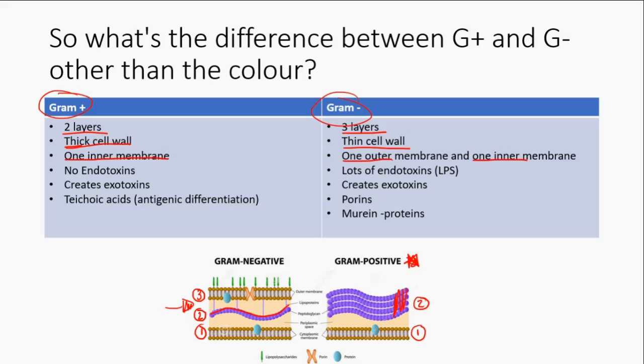Now, these are extra features here, okay? A gram-positive will not create endotoxins. So endotoxins are essentially, let's call them weapons that the bacteria have to harm us, to harm the host. So gram-positives don't have endotoxins, whereas gram-negatives do. And the way that I remember this is that endotoxins, N for negative, okay? That's how I remember it. Whereas there's no N in positive.